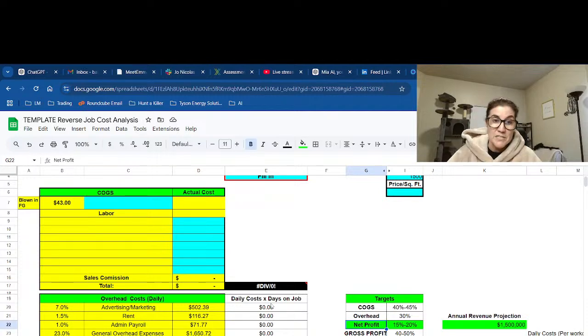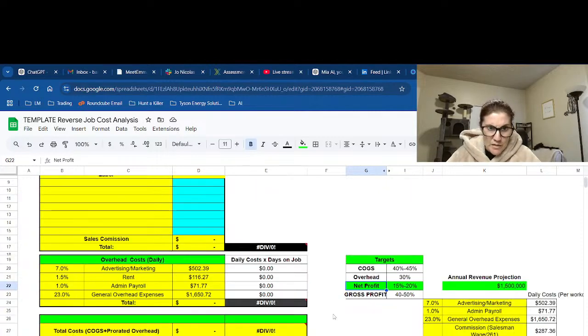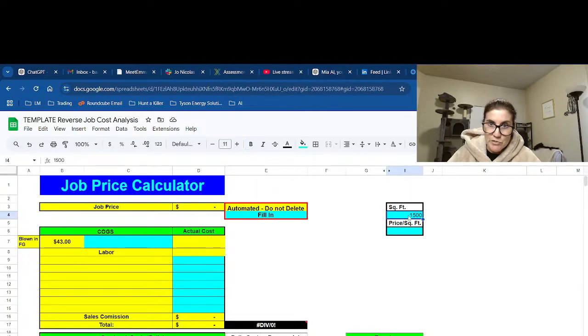So let me go ahead and show you using real world data what this looks like. So let's say we have a 1,500 square foot house. So right over here, anything that's blue, you want to fill in. Anything that's yellow, don't touch. But we're going to say that we have a 1,500 square foot house. So they were charging $4 a square foot before. Now let's look at how that actually breaks down in terms of what their profit was.